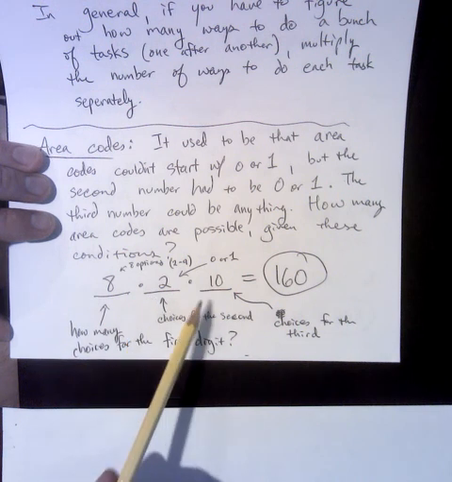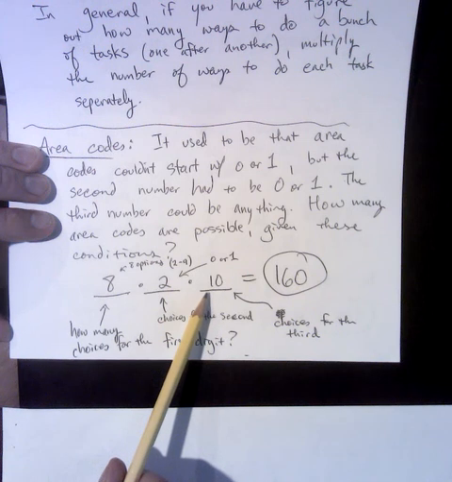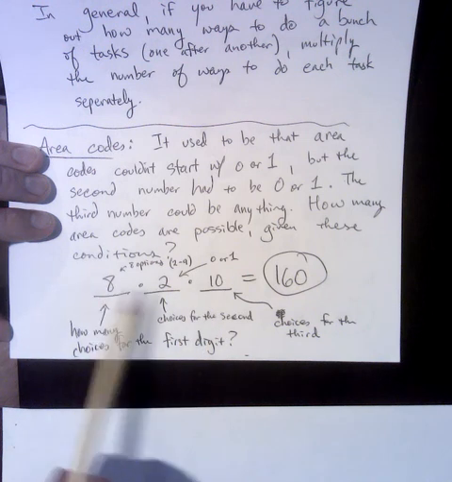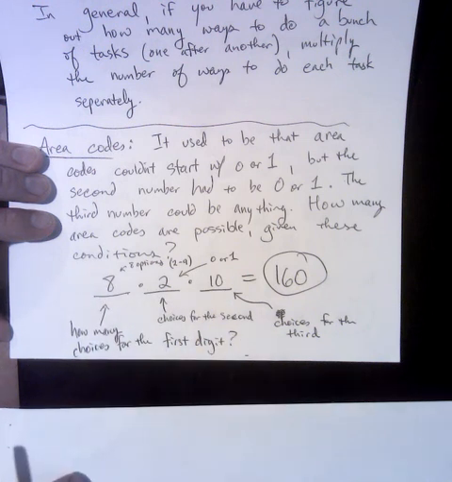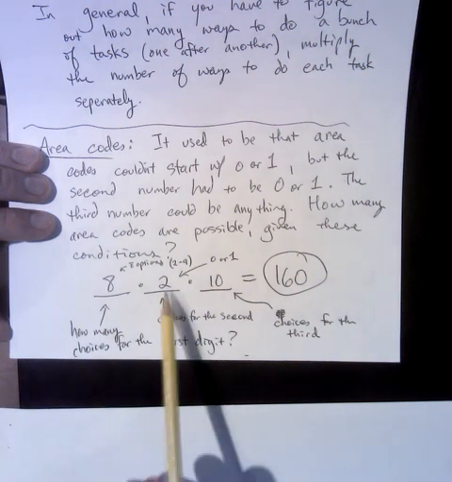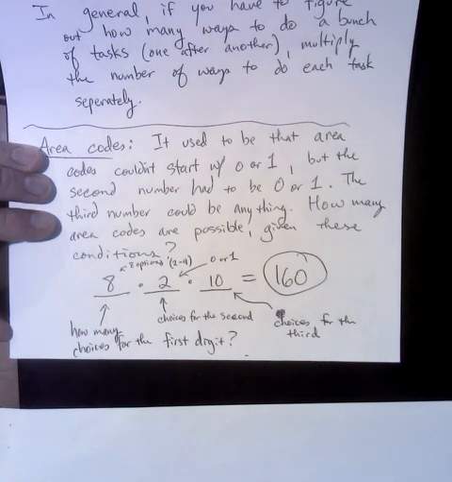Finally, the third digit could be any number from 0 to 9. That's 10 options. Altogether, 8 times 2 times 10 gives me 160 different area codes. 160 different possible combinations, possible ways to choose each digit under these conditions. Okay.